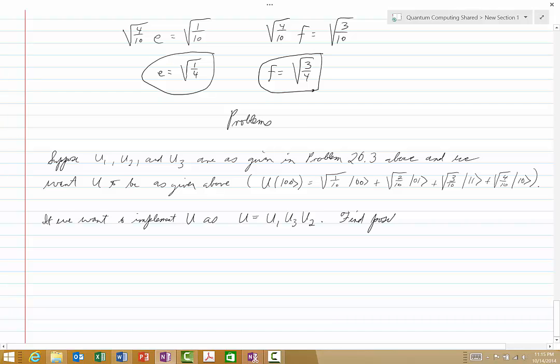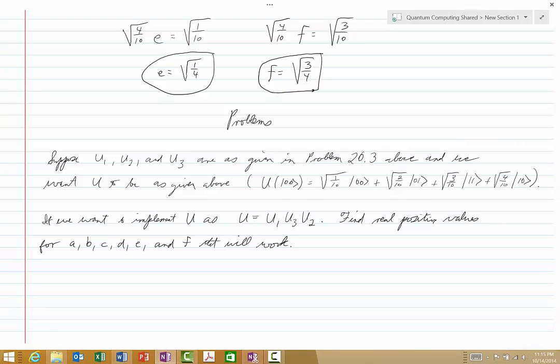positive, real positive values for A, B, C, D, E, and F that will work. And when we restrict these to all being real and positive, there are unique answers.